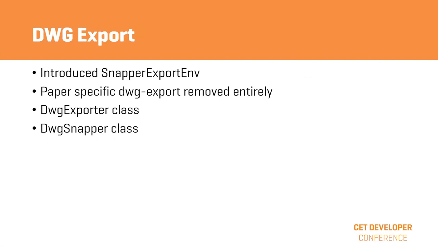Next up is DWG export, where we have introduced another env, a snapper export env, which means that it's also for flexibility, so that you can have a flexible set of parameters to different methods. Also, the paper-specific DWG export has been removed entirely and replaced with functionality in the normal DWG export. We're going to look a little bit at the DWG exporter class and the DWG snapper class.